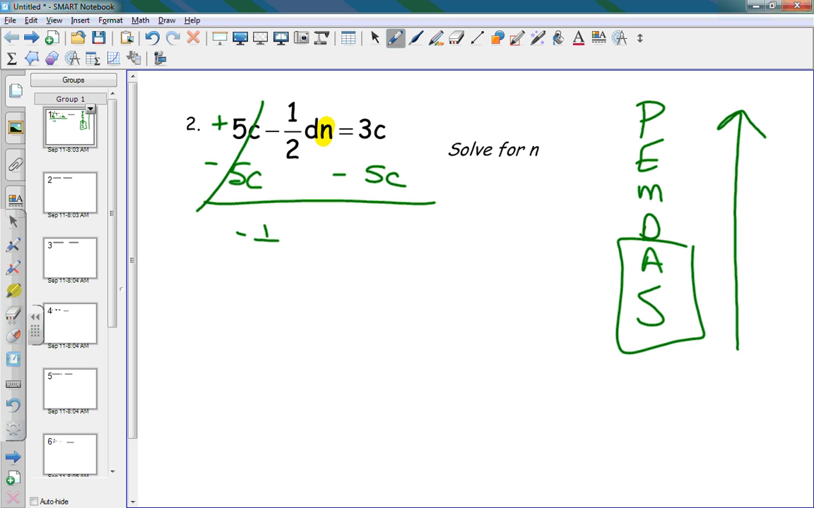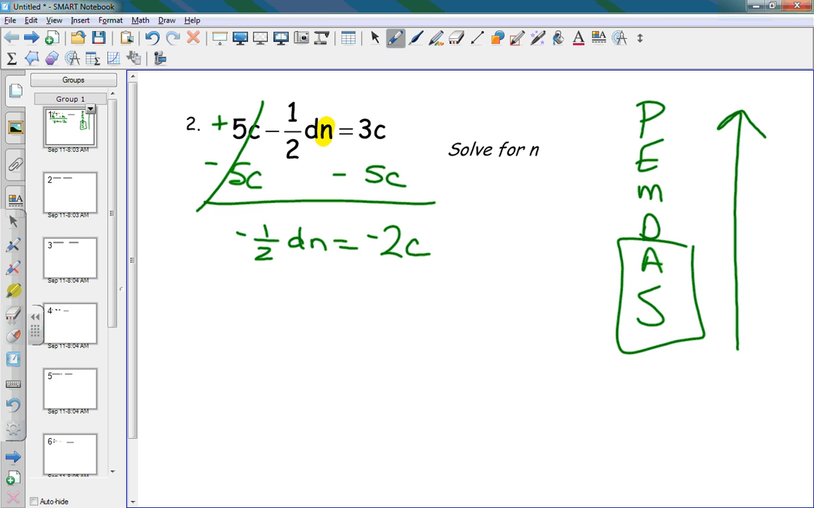That's gone, and I'm left with negative 1/2 dn is equal to, what's 3 cats minus 5 cats? 2 cats. Nope. Negative 2 cats. See, I have 2 dead cats. Sorry. Well, if they're negative, what else do you want me to say? They ran away. Okay, we have 2 stray cats.